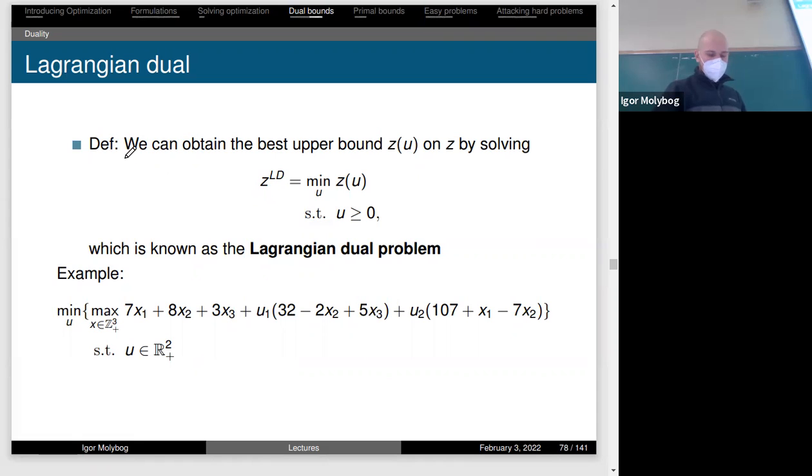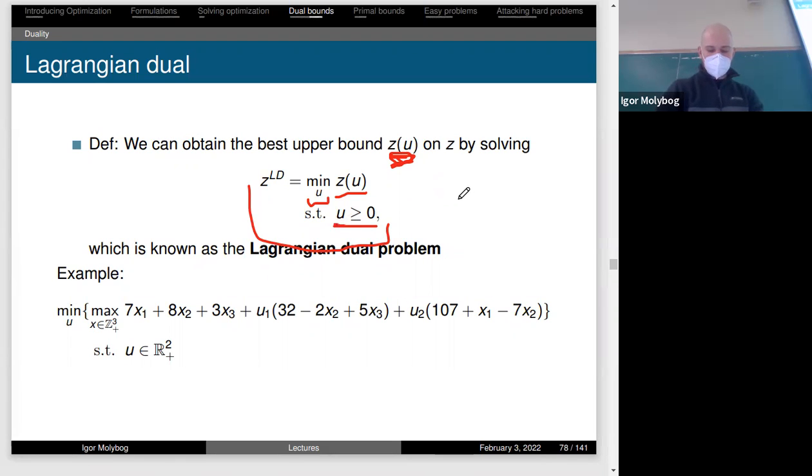So we have seen that relaxation is giving us different upper bounds ZU depending on the value of the vector U that we come up with, that we design. We only need U to be a non-negative vector. So if we aim to design the best upper bound that we can possibly get out of this Lagrangian relaxation, a problem that we will end up with will have this form, where we are minimizing the upper bound on the original problem, which is ZU, over all of the different vectors with non-negative values. This problem is known as the Lagrangian dual problem.